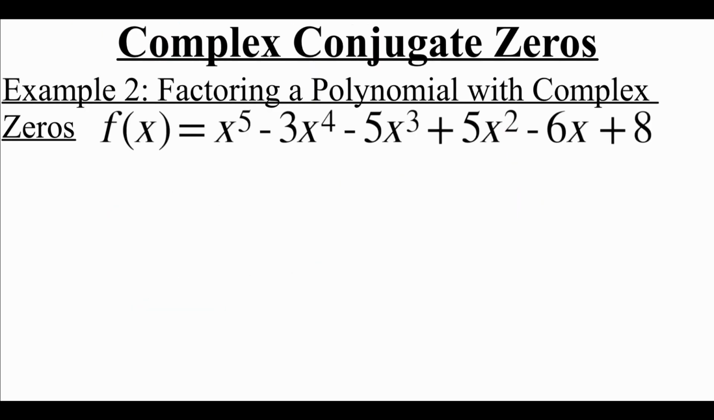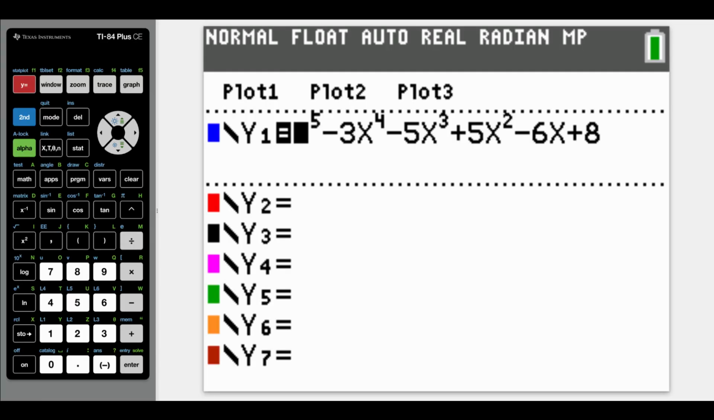In this example, we're going to look at the function f of x equals x to the fifth minus 3x to the fourth minus 5x cubed plus 5x squared minus 6x plus 8. And what we're going to do is look at factoring out this polynomial all the way. In order to help us, we want to look at what some of the zeros are, and we're going to find those things graphically. And then once we find some of those zeros, we're going to start running synthetic division to help us find some factors. So in my calculator, I've already got my function typed in.